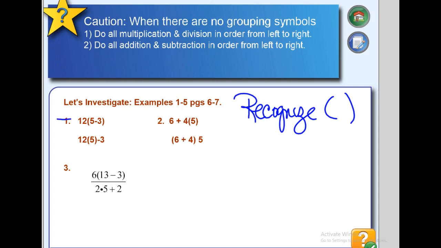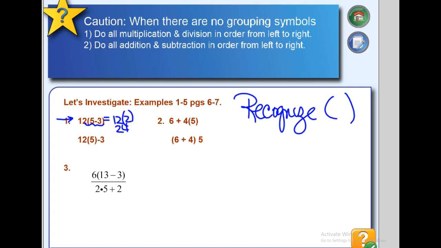When I look at this first problem on number 1, I look there, oh, we got parentheses. And those parentheses have numbers and operators in them. Hey, do me first. So that's what I'm going to do. What is 5 minus 3? Well, everybody knows that's 2. And then 12 times 2 is 24.